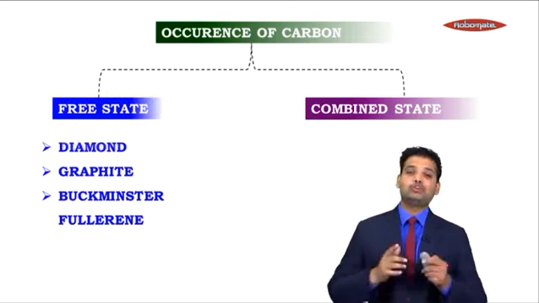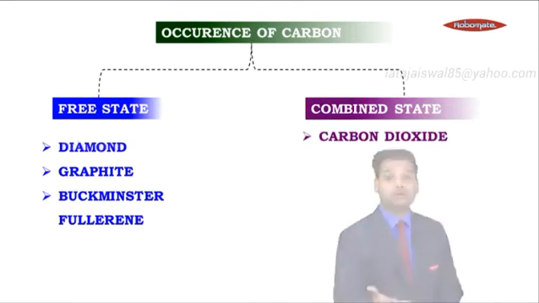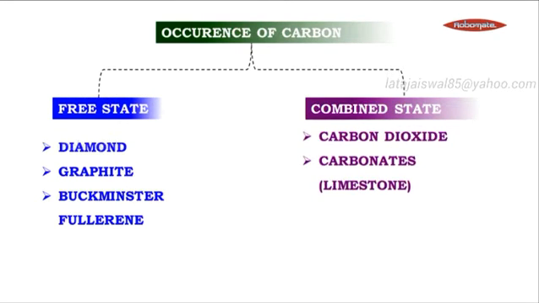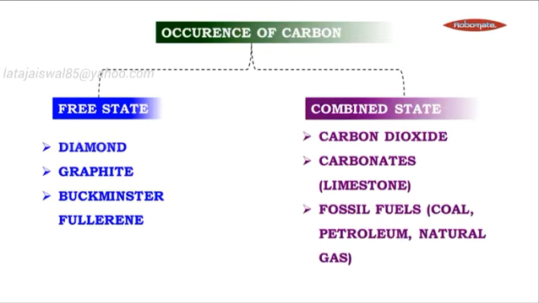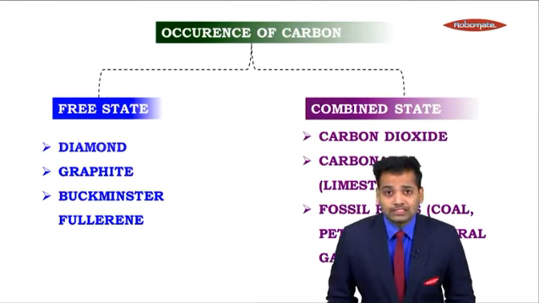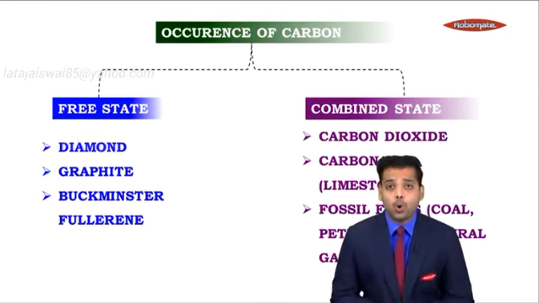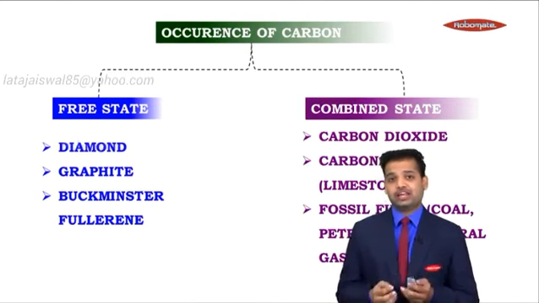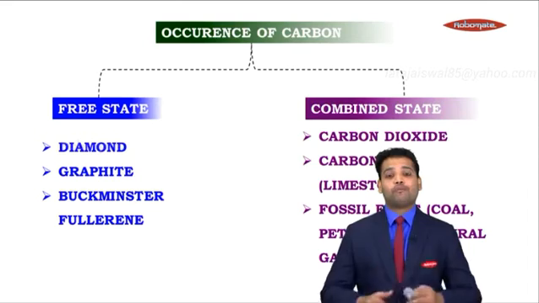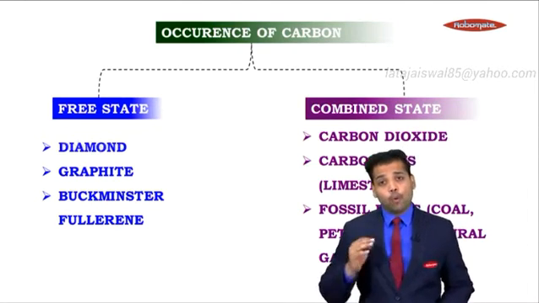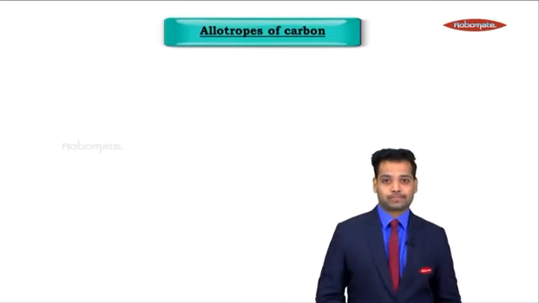In the combined state, you know it, carbon dioxide. It is also found as carbonates, that is limestone, calcium carbonate. Also, fossil fuels, that is coal, petroleum, natural gas, are all examples of carbon compounds. So let's learn how and when did carbon form different forms of itself. What is diamond? What is graphite?